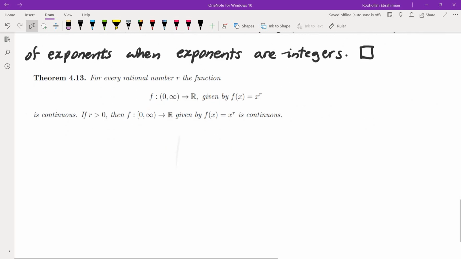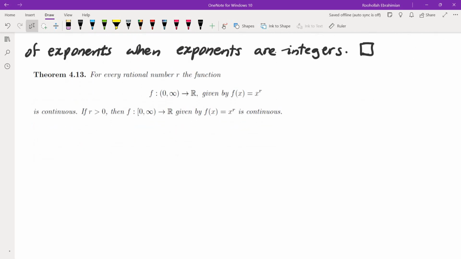Okay, so finally the main theorem for today is that if you look at x to the power of r, you get a continuous function. If you take a rational number r and look at f of x equals x to the power of r, that is a continuous function. If r is positive, then you can also include 0, because then you won't have any issues with having a denominator of 0 or 0 to the power of 0. Those functions are also continuous.